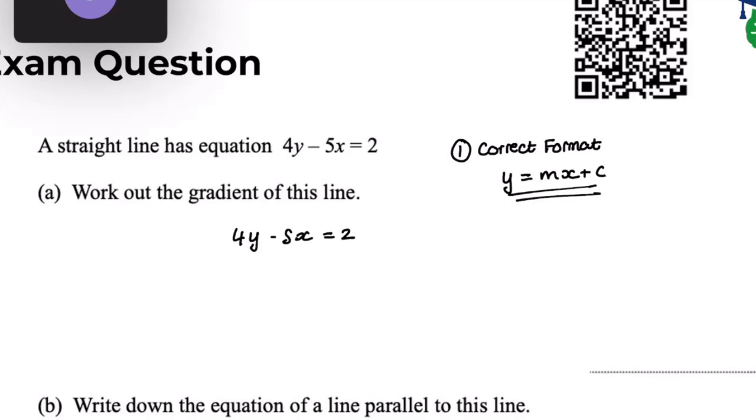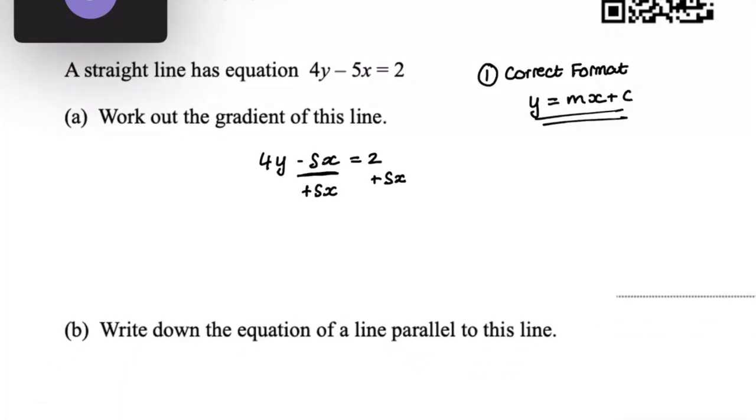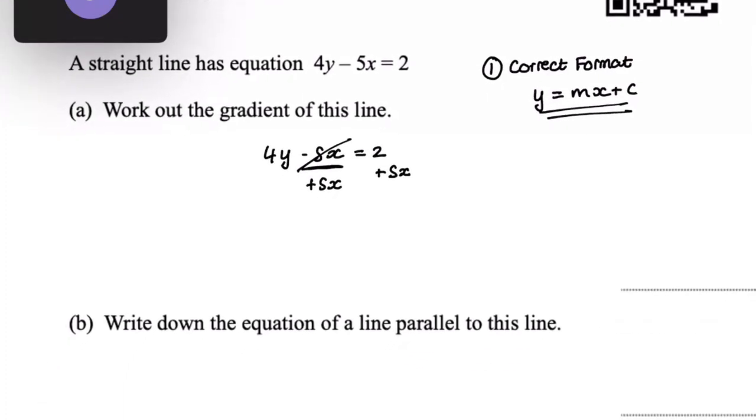So what we are going to do is get y by itself. So we're going to get rid of this subtract 5x. To get rid of it, we need to do the opposite of it. So we're going to add 5x, and whatever we do to one side, we must do the same to the other side. So we're going to add 5x to this side as well. Now that gets rid of this minus 5x. We're left with 4y on this side, and we're left with 2 plus 5x on the other side.